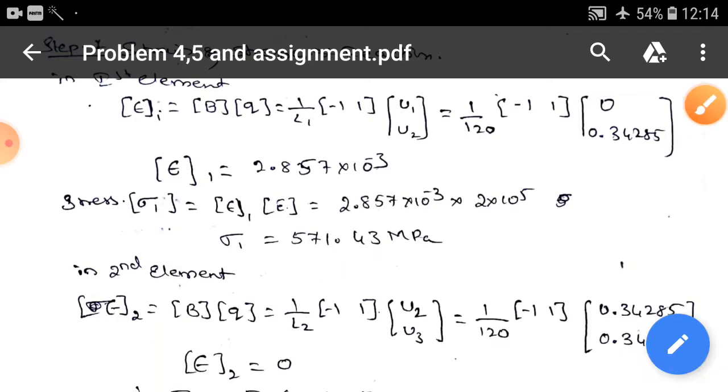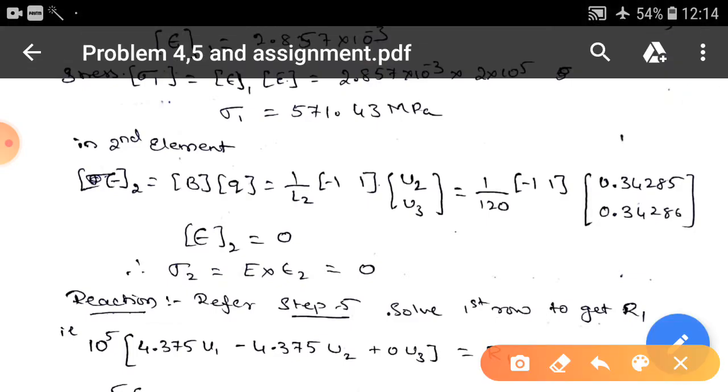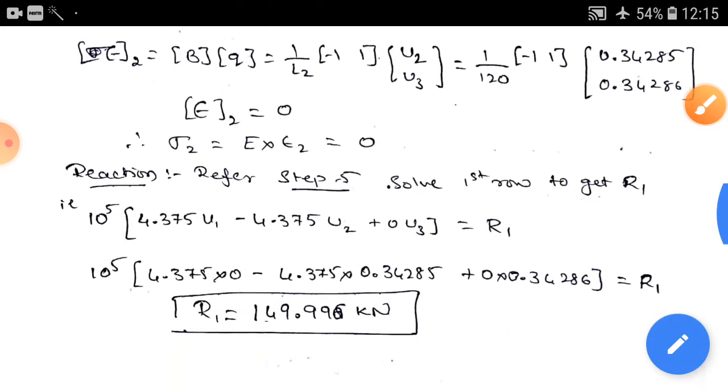Now calculate the strain in the second element. Strain in the second element is B into Q, 1 divided by L2 times minus 1, 1. The L2 value is 120, so 1 divided by 120, minus 1, 1, with 0.34285 and 0.34286. The strain is almost equal to 0 there. If I simplify this, multiplying this row with this column, the strain is 0. When you multiply by E into strain, the stress also becomes 0. So the strain and stress in this element are 0.